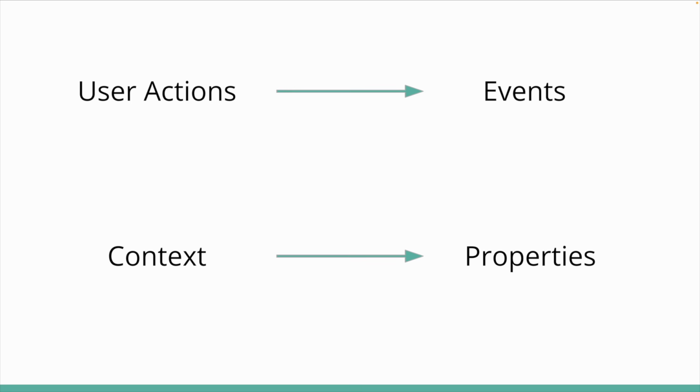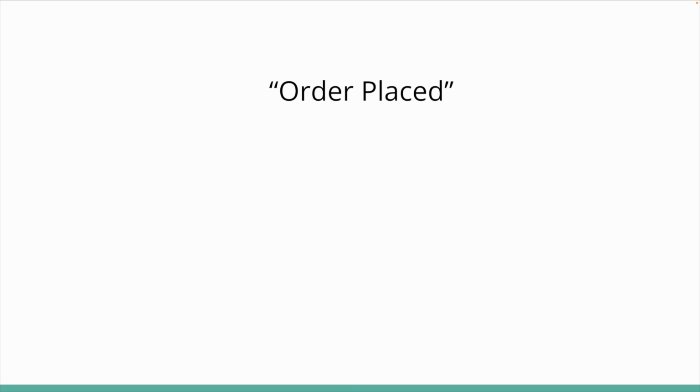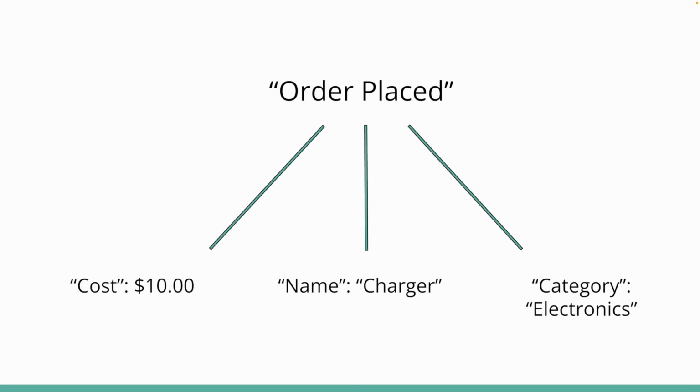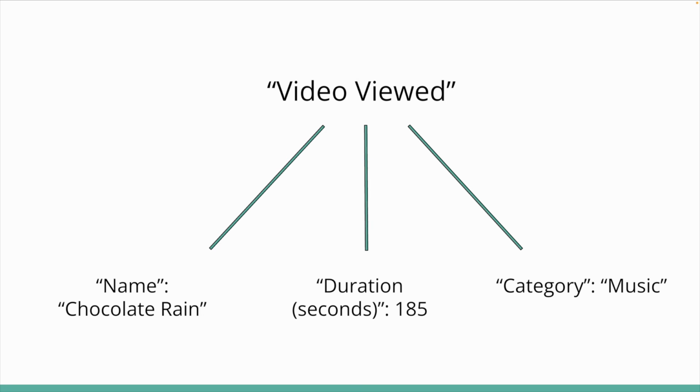Let's learn it better with an example. Let's say you have an e-commerce site and you track the action of ordering an item. The event itself will be called order placed, and it will have a timestamp and user ID. And then alongside it, you track information like order cost, the item that was purchased, and the category it belongs to. Let's do another example. If you have a video player app like YouTube, then the event that you're tracking could be called video viewed, and it'll have properties like the name of the video, its duration, and the video's category.